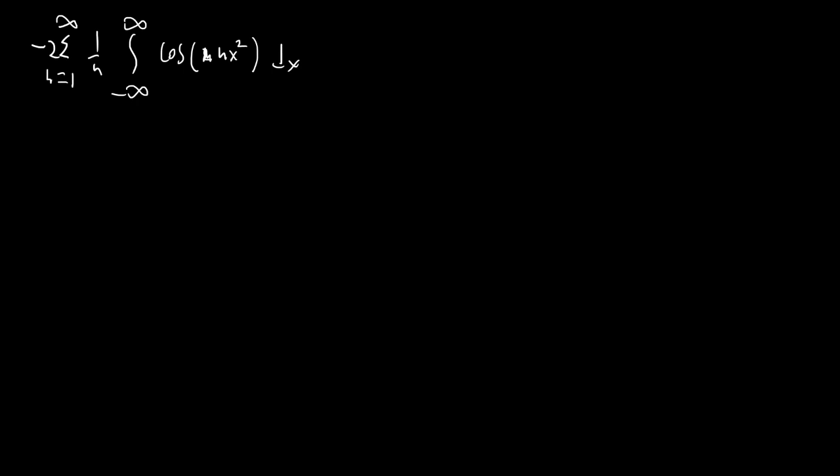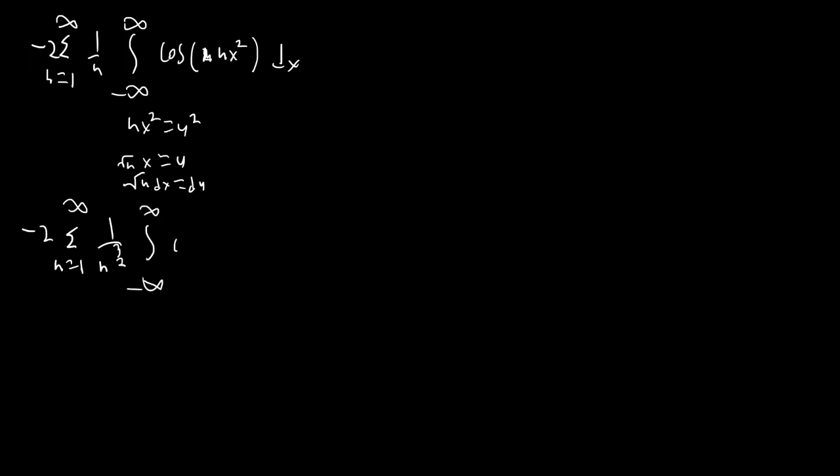And then of course we're just going to let n x squared equal u squared, and that just means that square root n x equals u, and square root n dx equals du. So we're just going to be dividing by square root n. So we're going to get negative 2 sum from n equals 1 to infinity of 1 over n to the 3/2 times the integral from negative infinity to infinity of cosine of u squared, which is just the famous Fresnel integral.